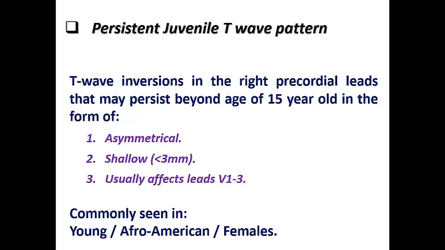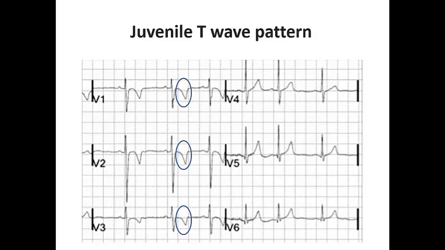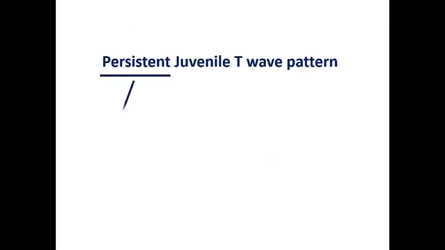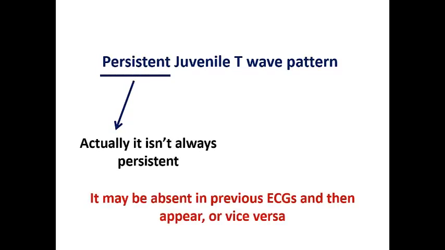So if this patient is completely asymptomatic, I should not be afraid that this patient has myocardial ischemia. For example, in this example, the patient has shallow asymmetrical T wave inversion in the right precordial leads, so it is a juvenile T wave pattern that may persist till adulthood. And although we call it persistent, it is not always persistent, as sometimes it may be absent in a previous ECG and then appear, or vice versa.